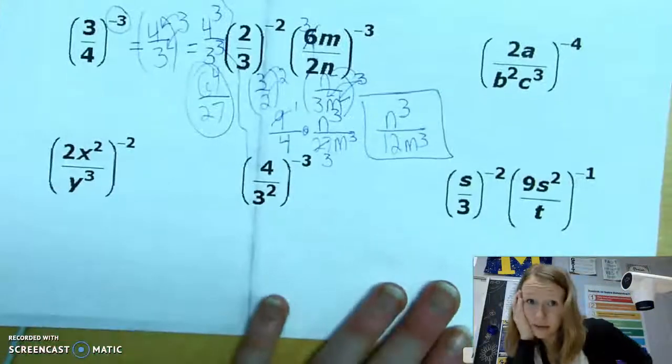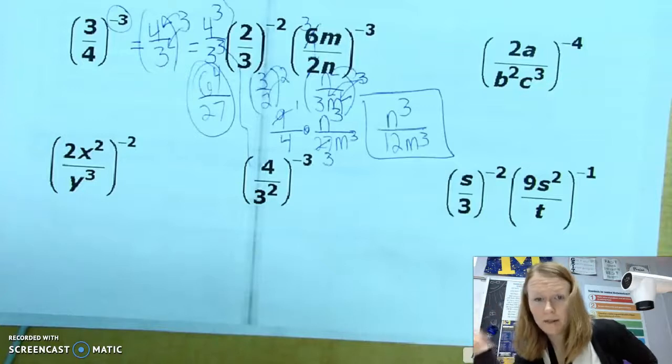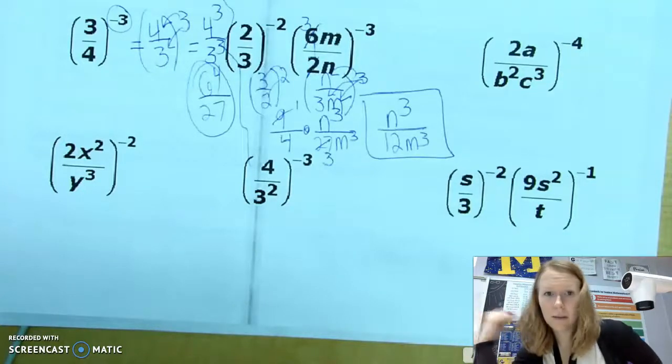A lot of steps, right? So once again, I got to take care of my negative exponents, reduce my fractions, and then combine my like bases and do lots of reducing, right?